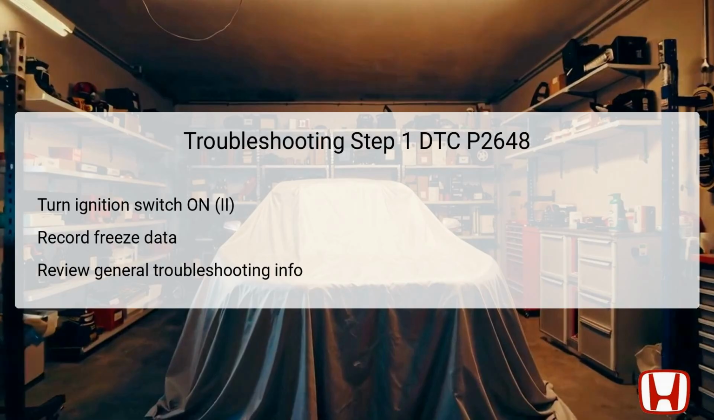It is crucial to record all freeze data, which consists of the conditions recorded when the diagnostic trouble code was triggered, including vehicle speed, engine RPM, and others. This data provides invaluable insight into the circumstances surrounding the error, aiding the technician in diagnosing the issue accurately. Additionally, reviewing the general troubleshooting information, whether from the vehicle's repair manual or technical service bulletins, supplements the diagnostic process by ensuring that all relevant factors are considered. Performing these initial procedures establishes a solid foundation for the troubleshooting steps that follow.